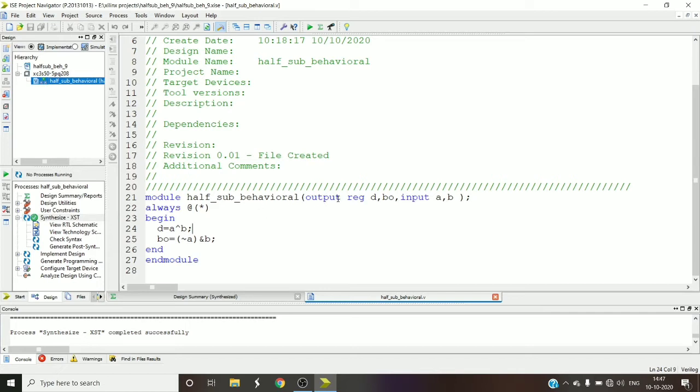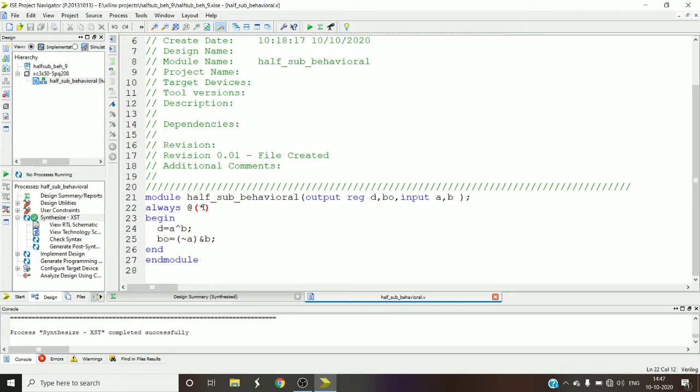Now clearly the output and input declarations are same like other levels of abstraction, that is input A, B, output difference and borrow. But one other thing is, in behavioral level of abstraction, it's mandatory to declare the output using reg type. So instead of writing two other statements, directly in the braces of module itself you can declare, that is, output reg is declared here itself.